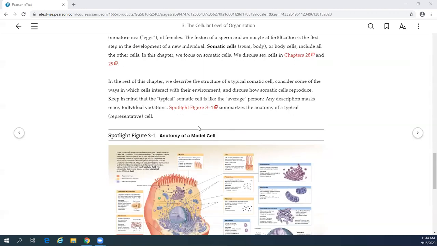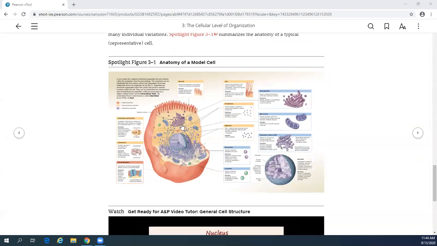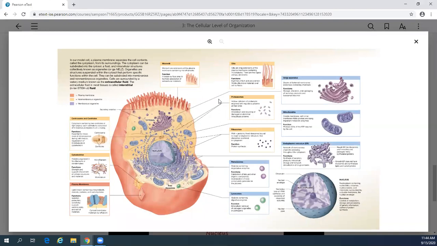Okay, all right. So, the anatomy of a model of a cell. Now I'm going to jump into the spotlight here. This is a really important page, this picture here. This is the spotlight of the cell. Typically in class, I would have you guys actually draw a cell, and then go through and add in each of the organelles, which just means little organs. The organelles each have a specific function. All right, so let's go through and talk about the cell.